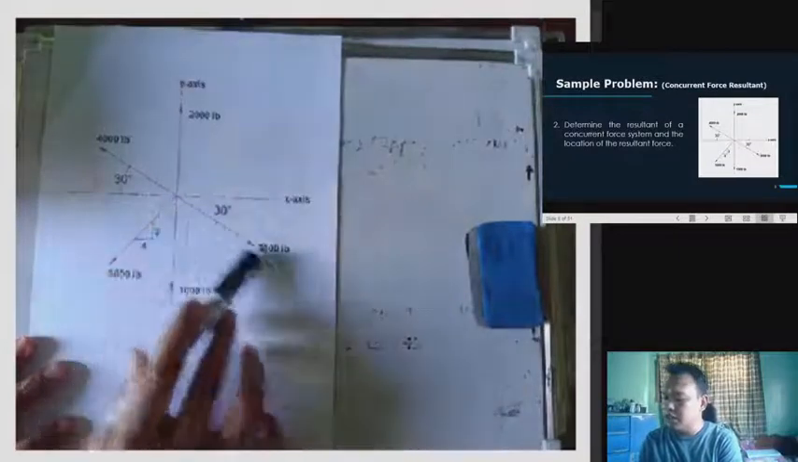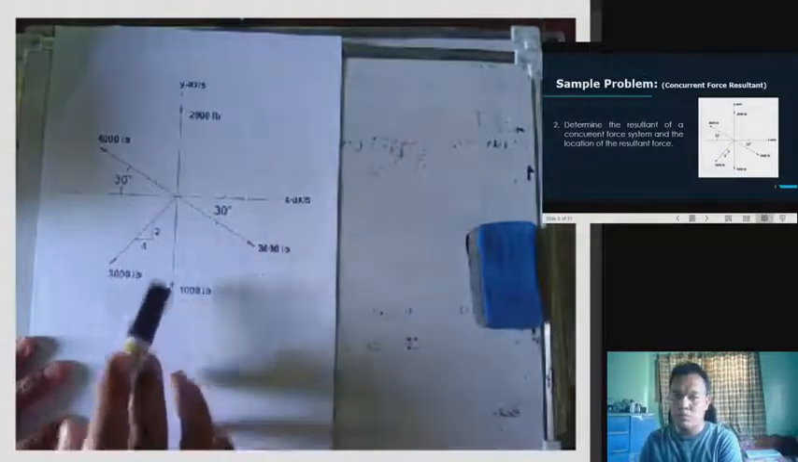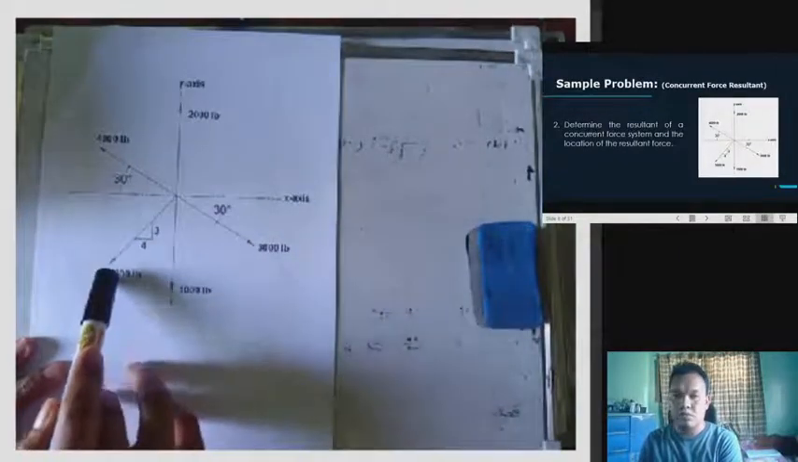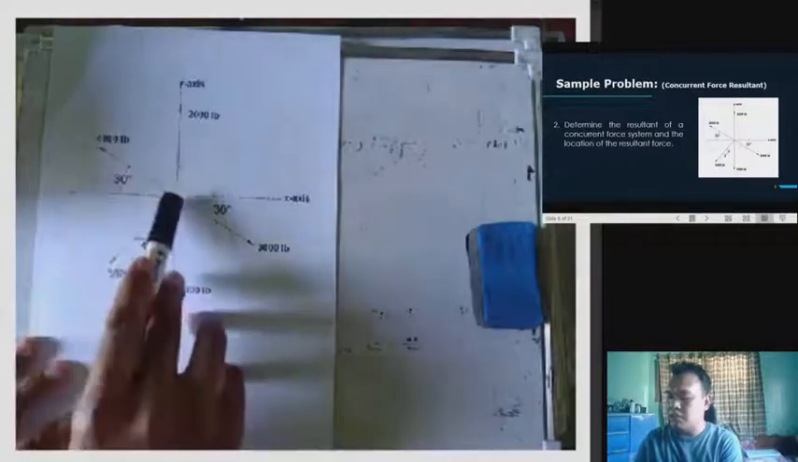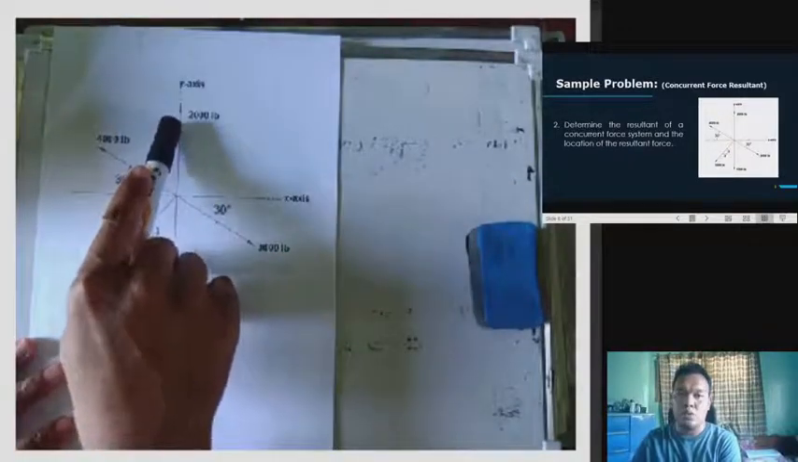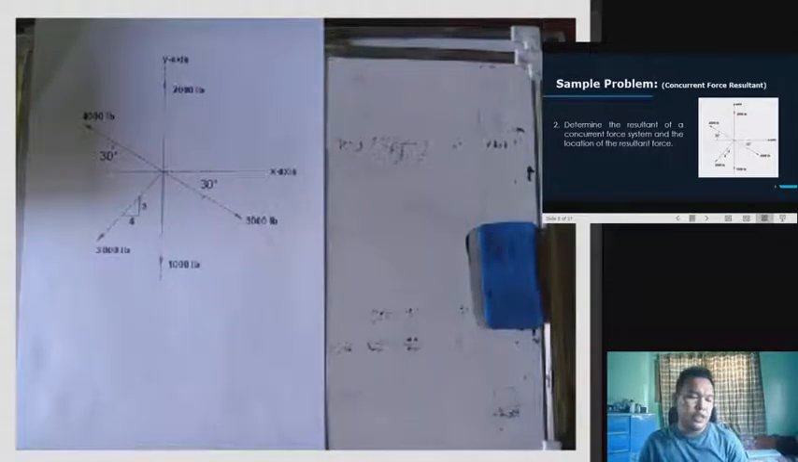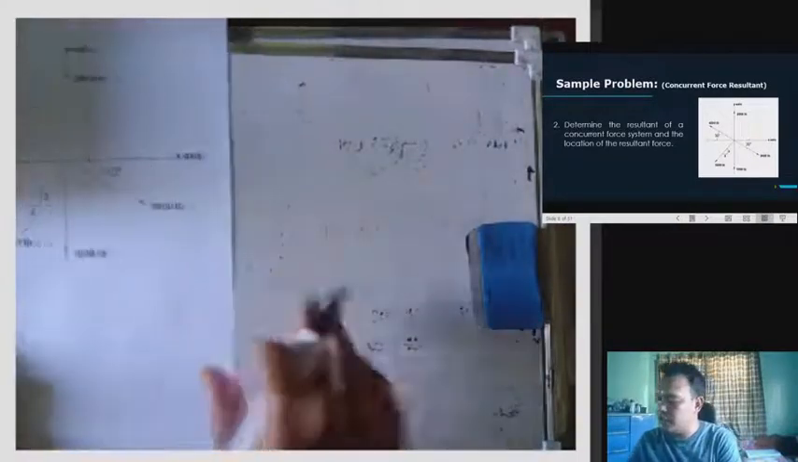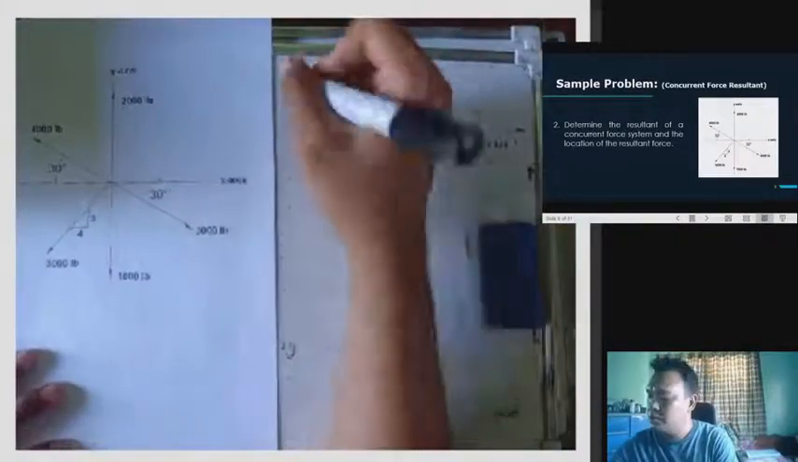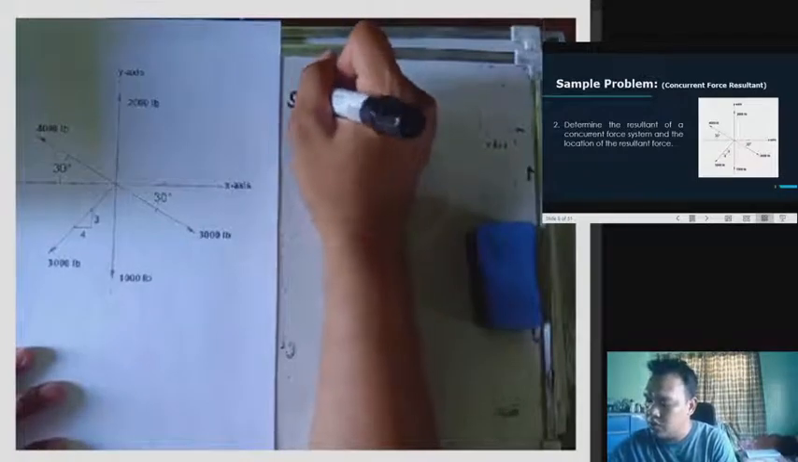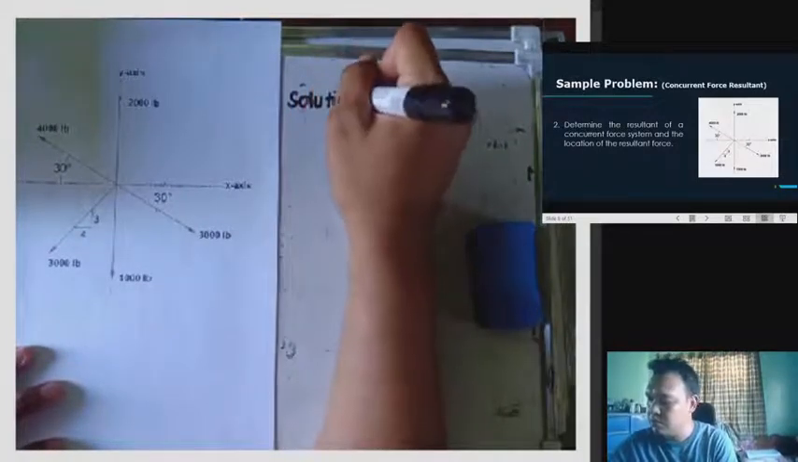We have here this figure, no? Meron tayong forces na 3,000 pounds, 1,000 pounds, 3,000 pounds, 4,000 pounds at a vertical 2,000 pounds, no? So, pinapahanap si resultant force at saka yung direction ng force, no? Ng resultant. So, solution tayo. Solution number 2.